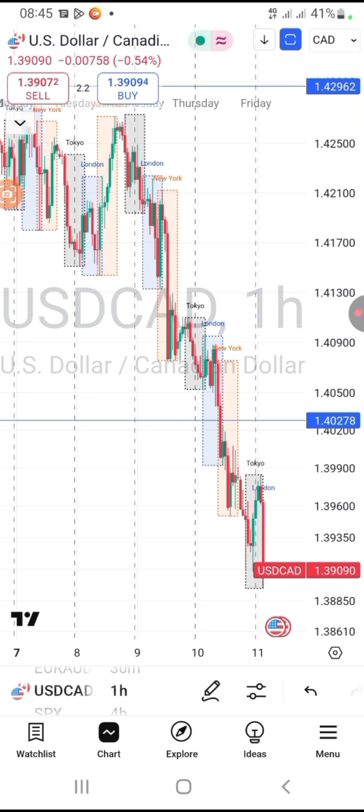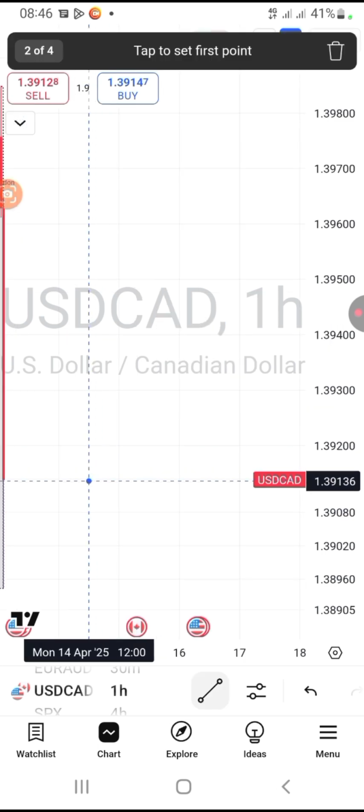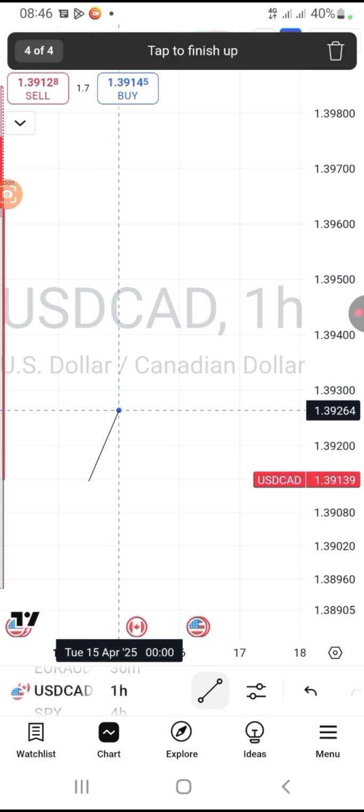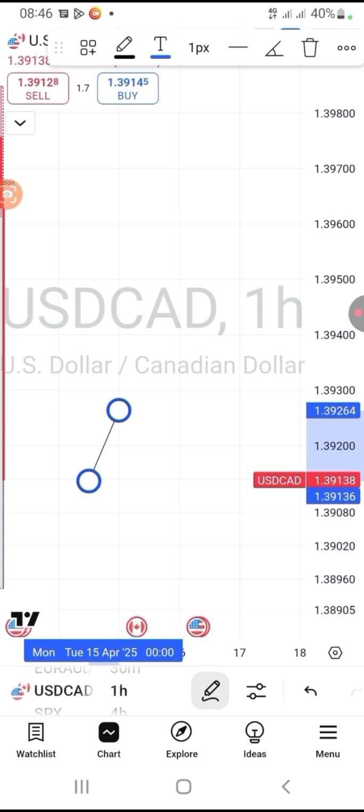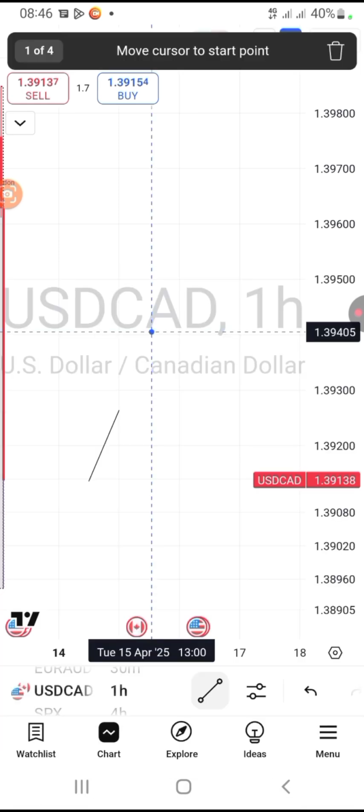A break of structure is when the market is moving in a particular direction, and the market dips or pulls back and then creates another continuation. How do I mean? For example, the market does something like this. And again the market does something like this.